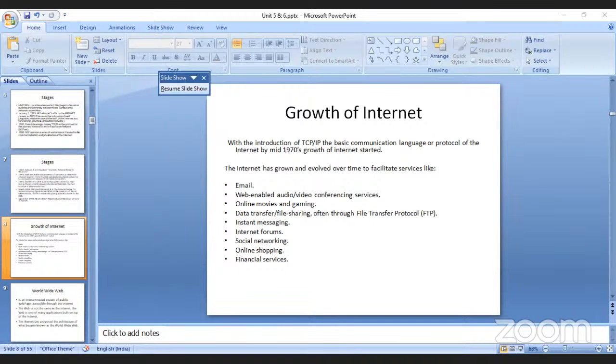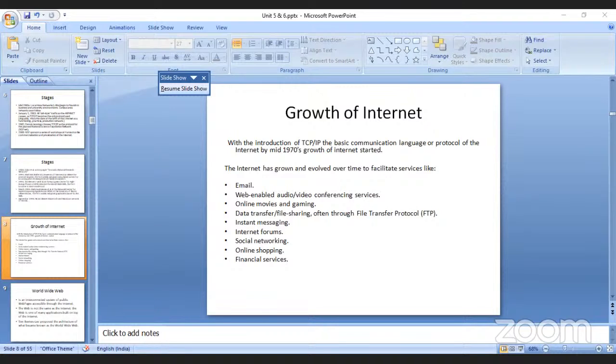Now let's understand what the World Wide Web is. It is an interconnected system of public web pages accessible through the internet. All the public web pages, you need to have accessibility. So this World Wide Web helps in interconnecting all the web pages with the help of the internet. All the web pages are interconnected with the help of this World Wide Web.